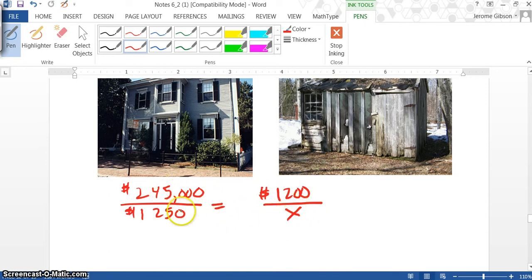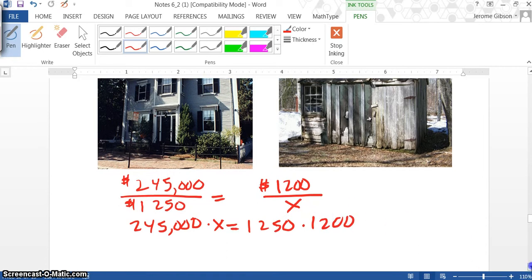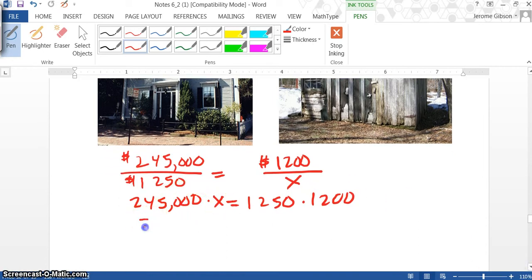So now we cross multiply. We have 245,000 times x, and we set that equal to 1,250 times 1,200. So when we multiply this here, we have 245,000 x is equal to 1,250 times 1,200. This would give us 1,500,000. Now, we will need to divide each side by 245,000.